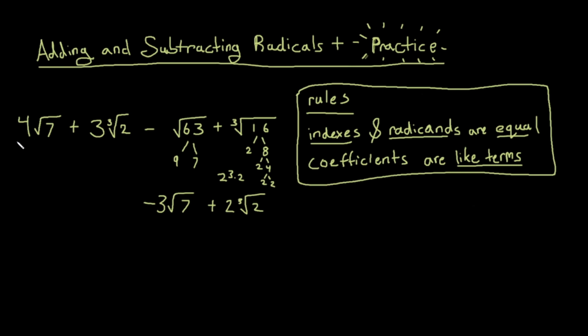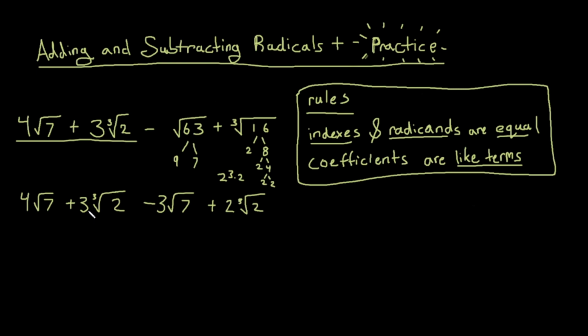Now, since these were already mixed radicals, we can just bring these both down. So we have 4 root 7 plus 3 cube root 2.